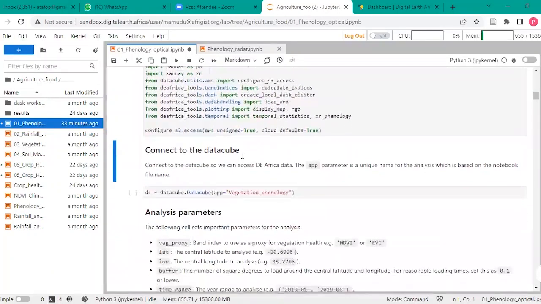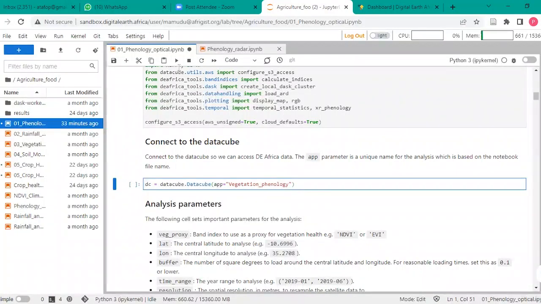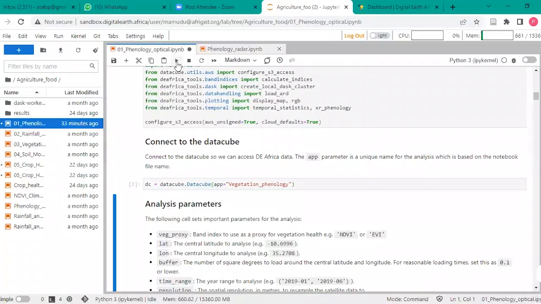Now, having done that, the next step is to connect to the data cube. And we're connecting to the data cube using the app we are going to call Vegetation Phenology. So I'll go ahead and run this line of script.